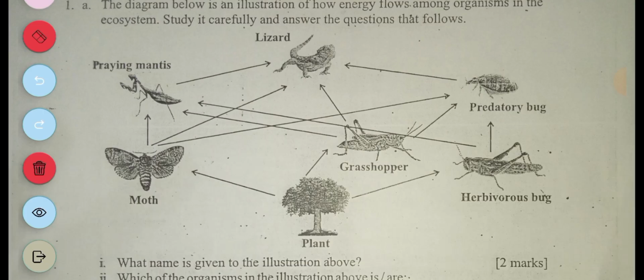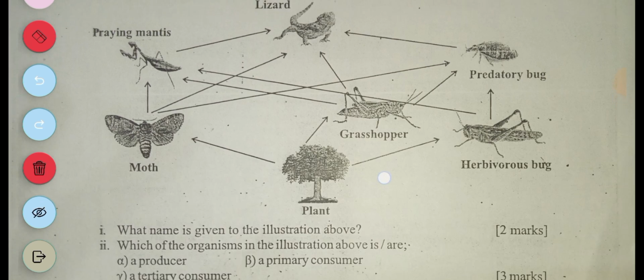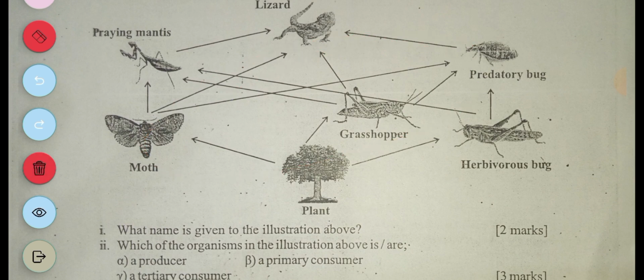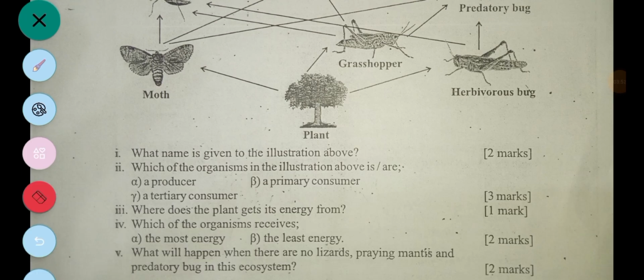The next question says the diagram below is an illustration of how energy flows among organisms in the ecosystem. Study it carefully and answer the questions that follow. So we have an illustration here. First question says, what name is given to the illustration above? Now the illustration above here is a food chain. And it says, which of the organisms in the illustration above is or are producer? So the producer, you have the plant.